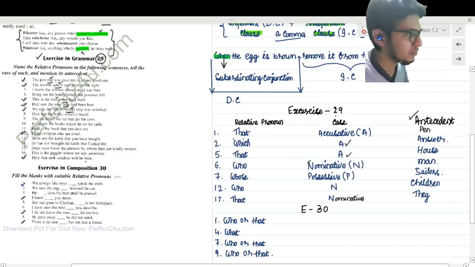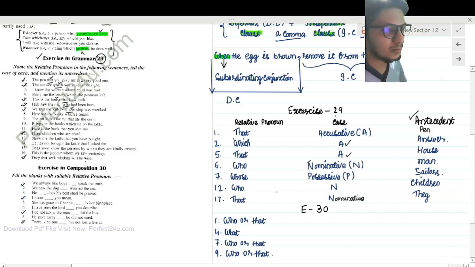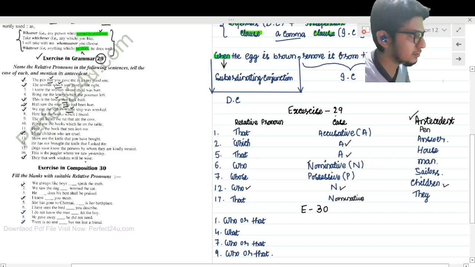I hate children who work well. Here, who is the relative pronoun and it is in nominative case. And children is the antecedent.